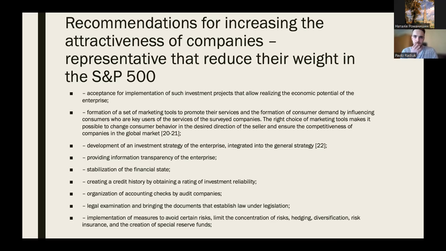Also increasing the level of product competitiveness, increasing the scale of production, and the introduction of new technologies that increase productivity, reduce material consumption and improve product quality and so on. But one more thing that I would like to add is that this is going to be a good experience for Ukraine.